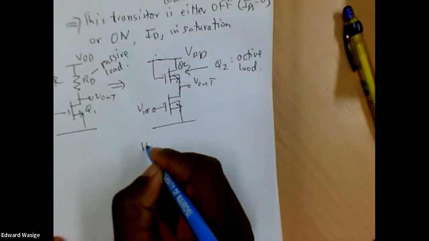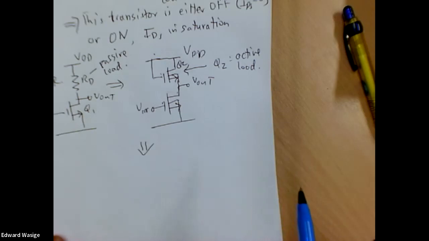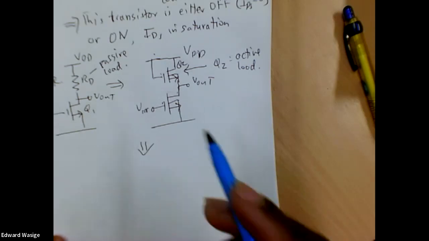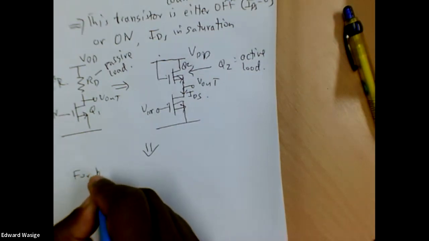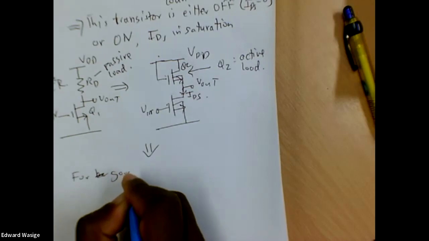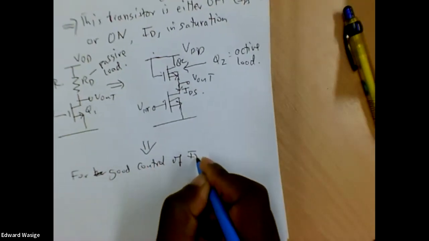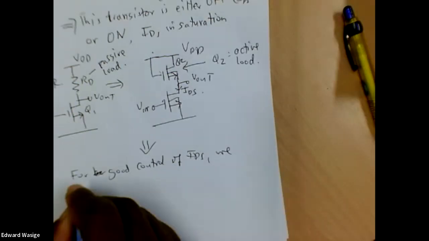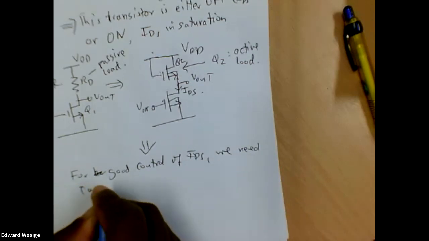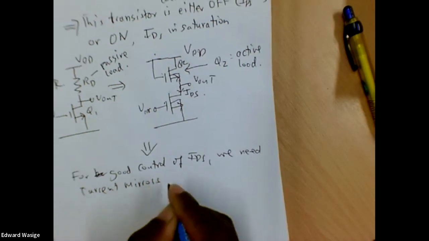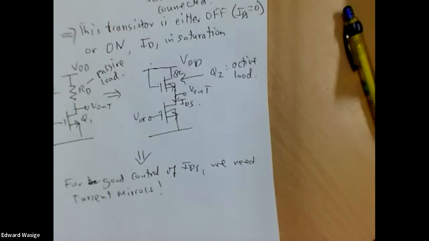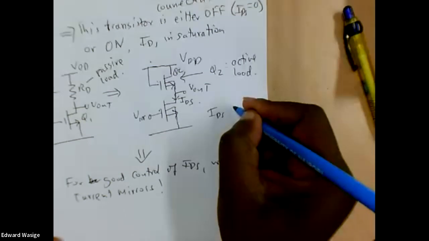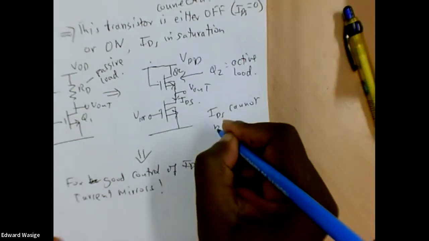Actually, as we'll see shortly, the current flowing through here is the bias current IDS. For good control of IDS, we need what's called current sources, current mirrors. So at the moment, this circuit theoretically does what we say it does, but we cannot set IDS. IDS cannot be set.